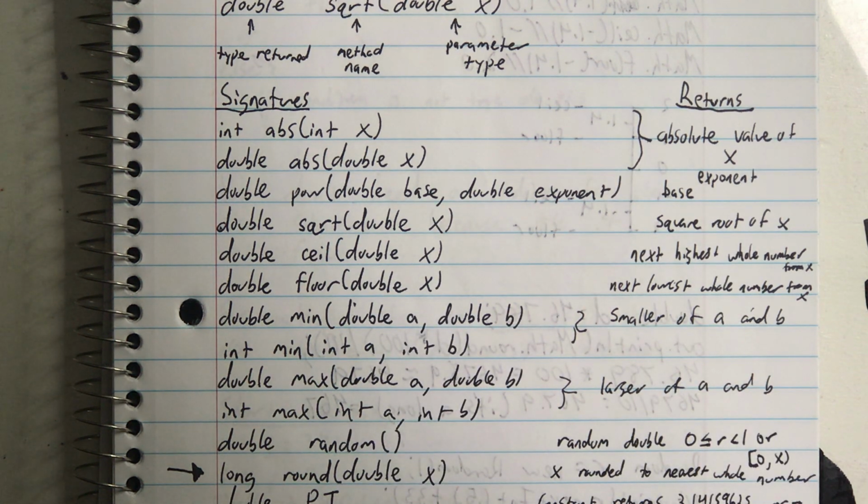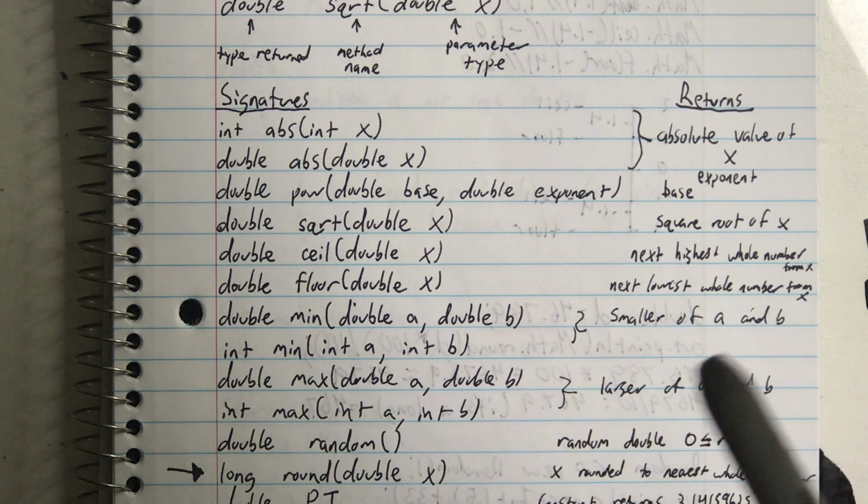So what you can get out of the math class is, if you don't remember the return type, just assume that's a double, and you'll most likely get it right, unless you go into round and absolute value.